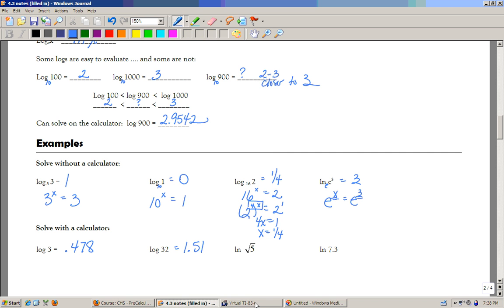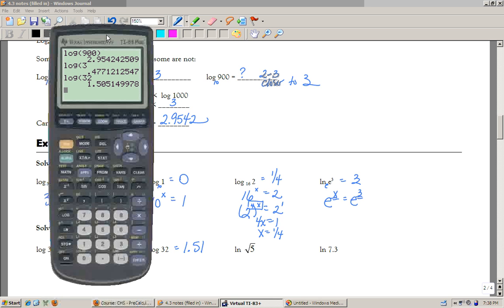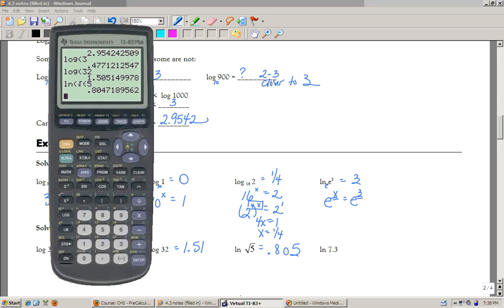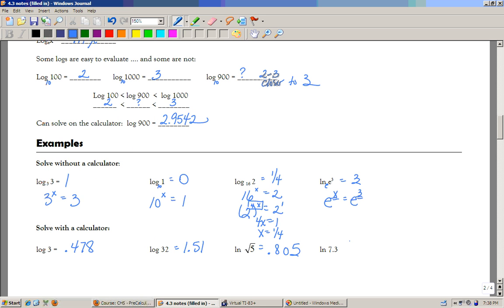This next one is natural log of square root of 5. So this time you're going to hit the LN button of the square root of 5, and you're going to get about 0.805. And the next one, natural log of 7.3. Again, you hit the LN button of 7.3. This time you get about 1.988. And that's it.